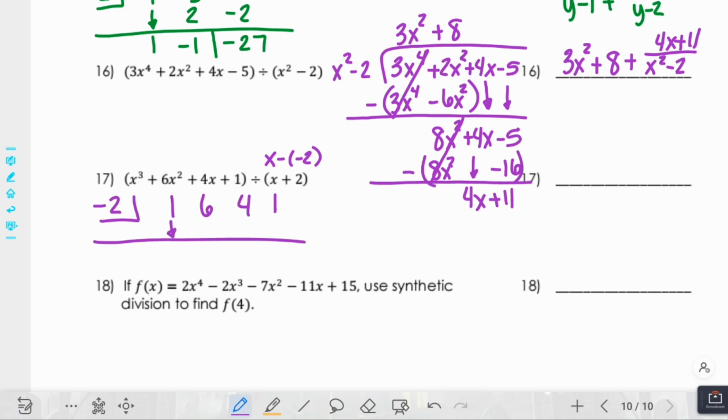Bring down your first term. 1 times negative 2 is negative 2. Add. 4 times negative 2 is negative 8. Add. 4 times negative 4 times negative 2 is a positive 8, and you get 9. Remember that last one is your remainder. So your final answer here for number 17 is going to be 1x squared, so just x squared, plus 4x minus 4 plus 9 over your x plus 2.